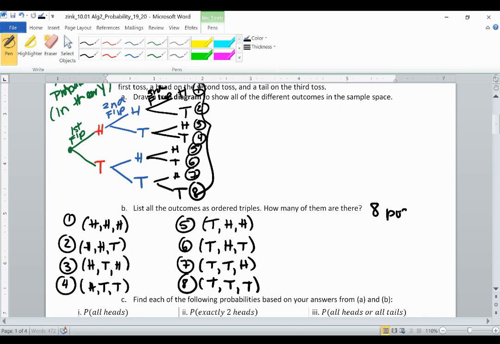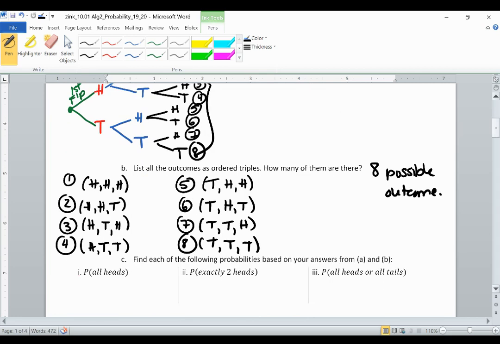8 possible outcomes if we flip a coin 3 times. Now for part C, it says find the probability. So tree diagrams, that's not finding probability. When I say there's 8 possible outcomes, I'm not saying that the probability is 8. I'm just saying there's 8 different outcomes that we could have if we flip this coin 3 times.